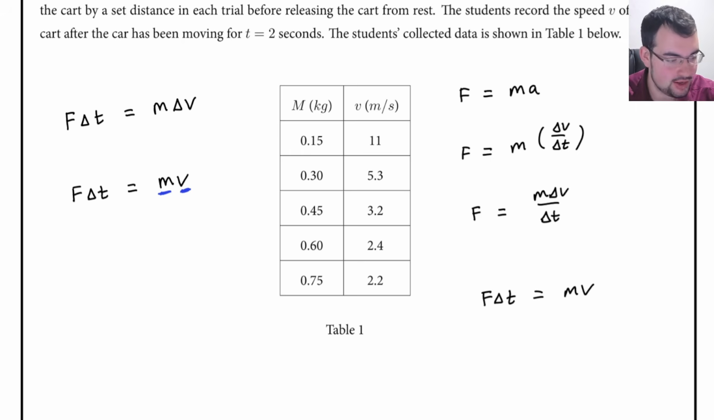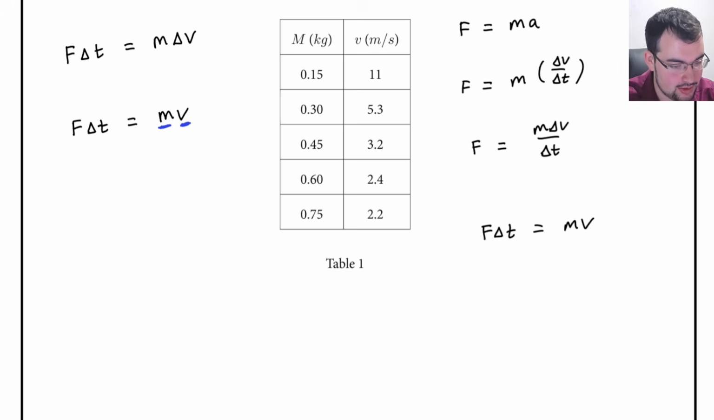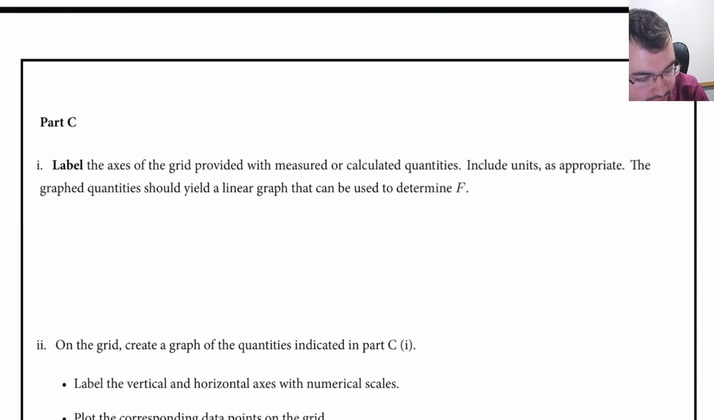Now, this isn't linearizable yet because we have just a bunch of stuff on the right side. So you have to separate your lab variables to get a linearization. Since v was kind of on my y-axis originally, I'm just going to divide everybody by m. So we said that F delta t is equal to mv. I could solve for v, and I'd get v is equal to F delta t over m.